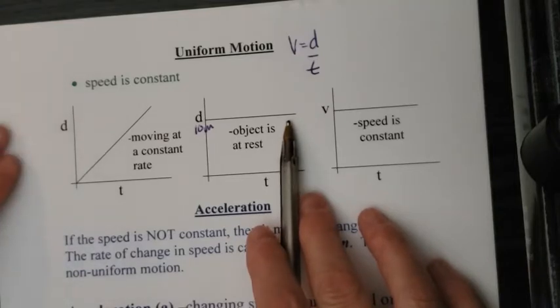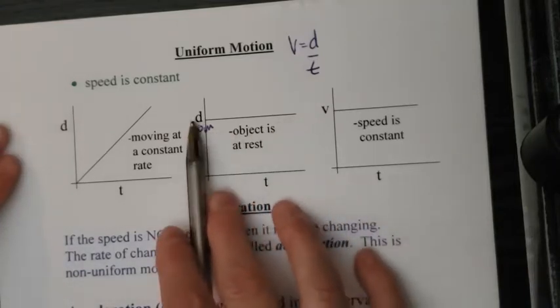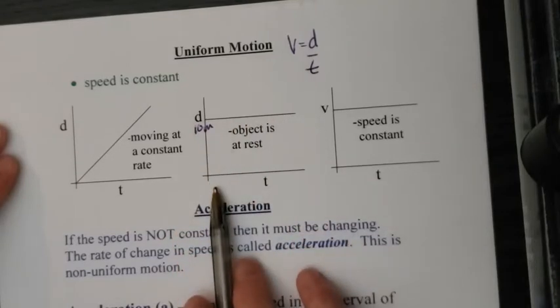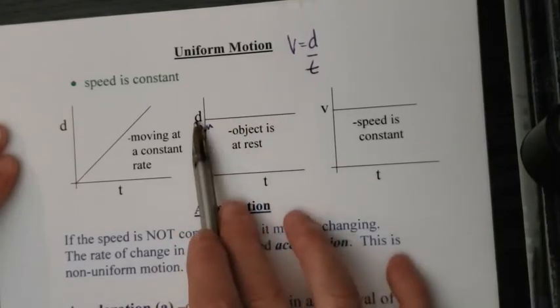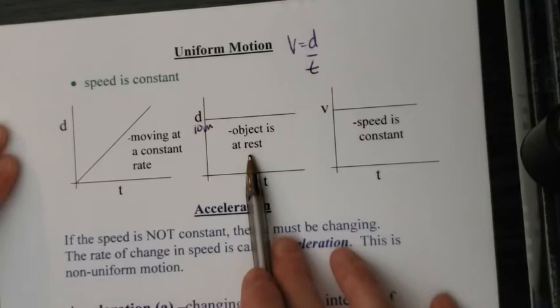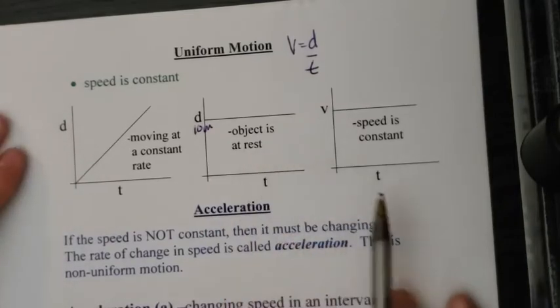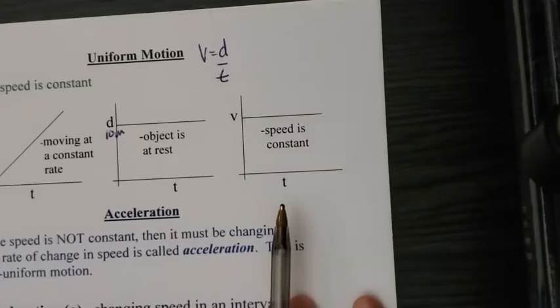But what's also happening is you're not moving anywhere. You're just staying where you are, which is 10 meters away from where you started. So whenever you see a horizontal line, we know that's uniform motion, and in fact, the person's at rest, not moving.